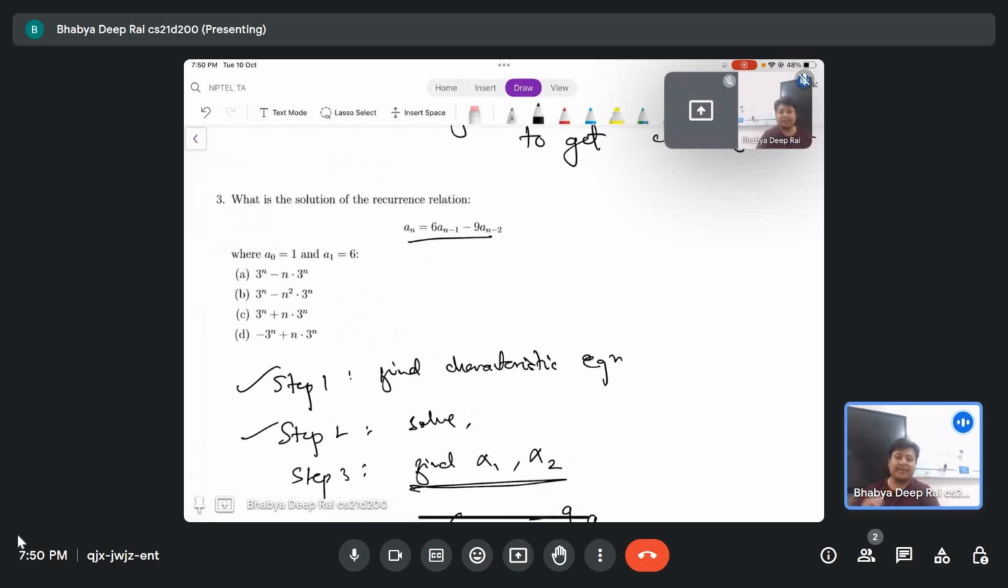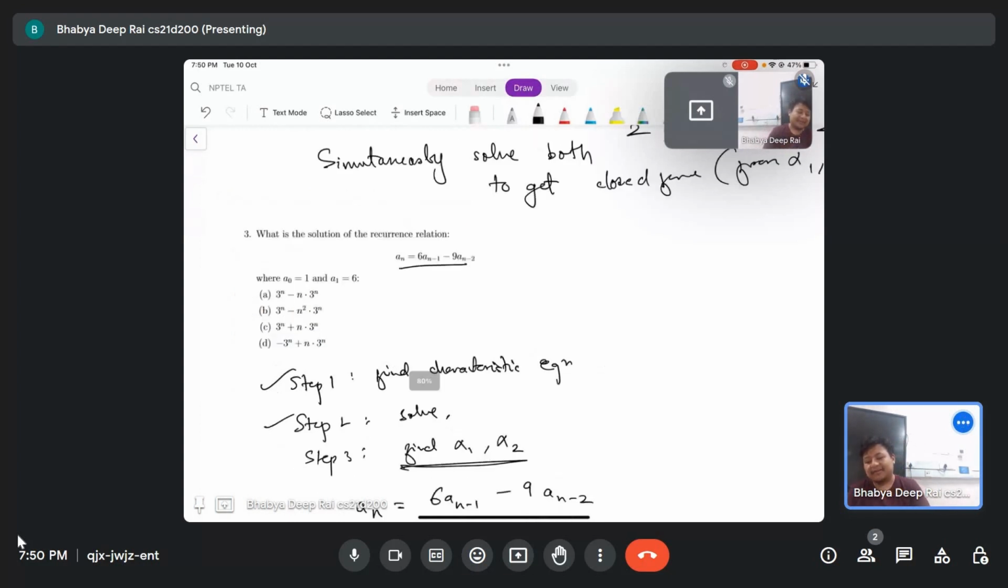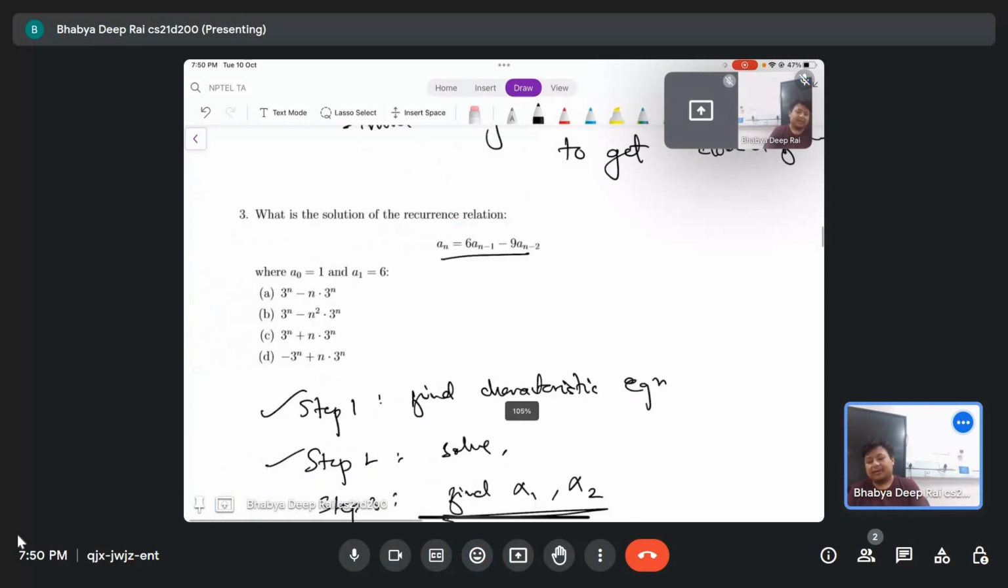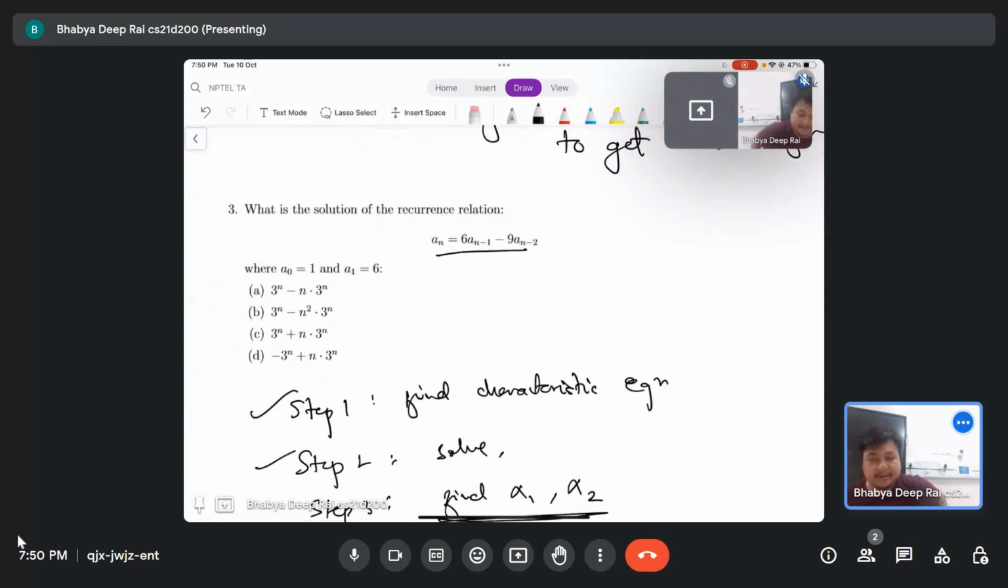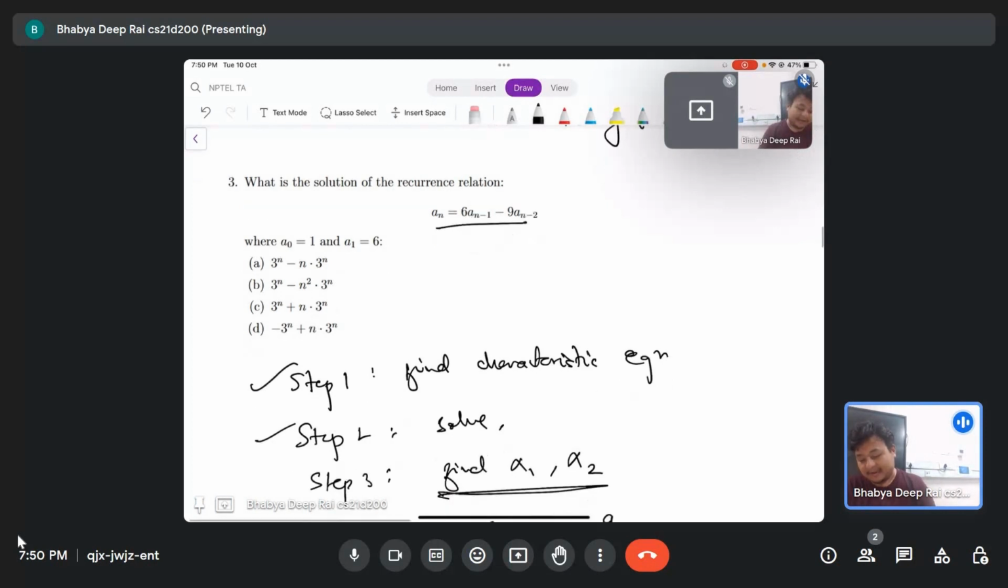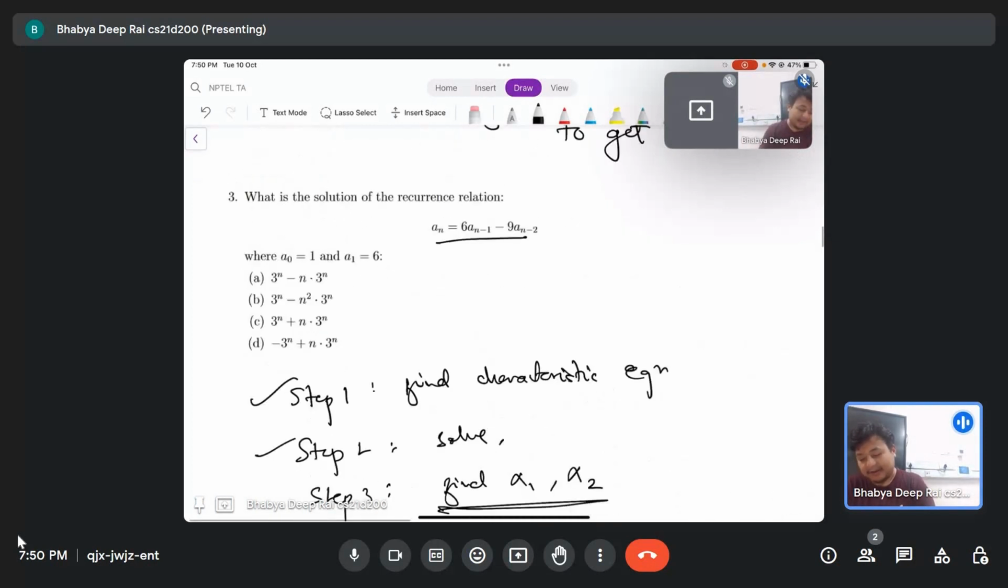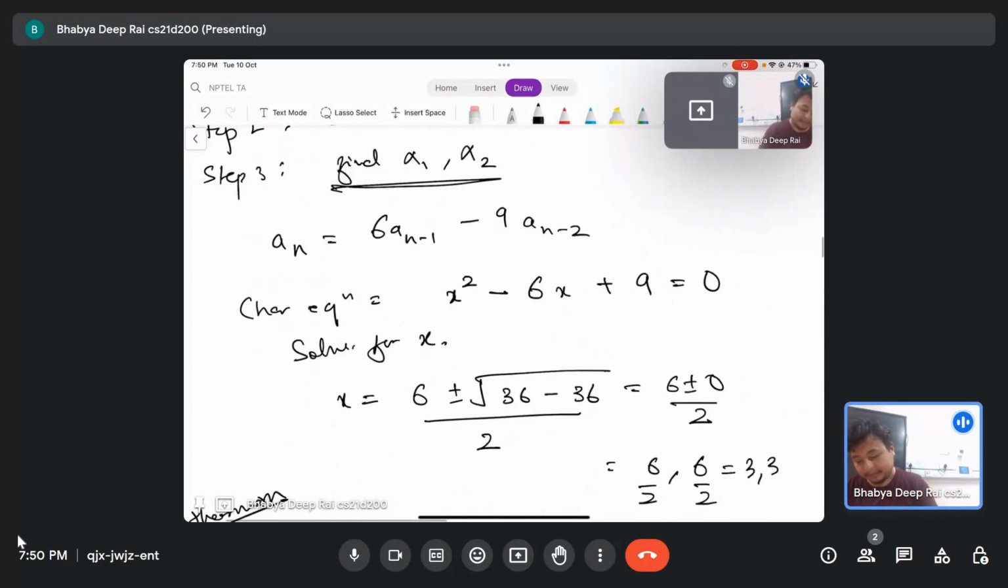Hi everyone. I want to make a clarification on questions 3 and 4. A student pointed out that the same theorem that we were using would not work for this particular case because the characteristic equation that we find has repeated roots. So I want to clarify how to solve it.